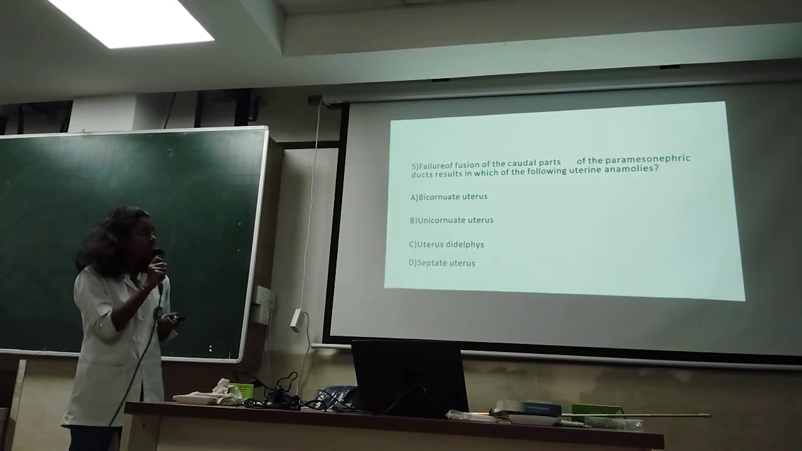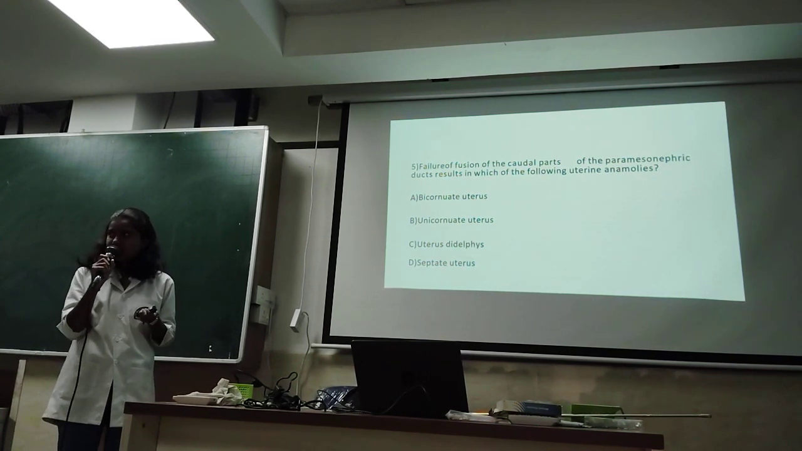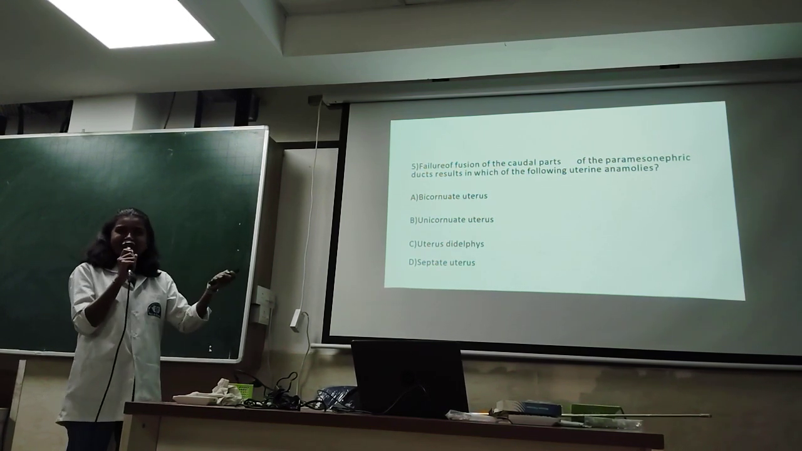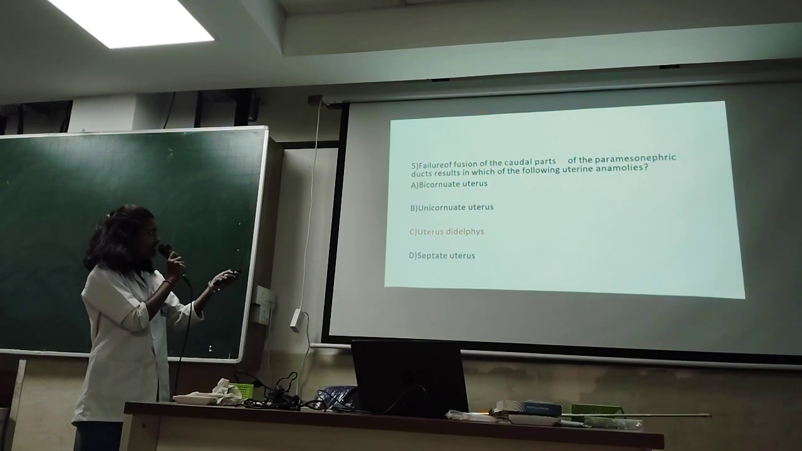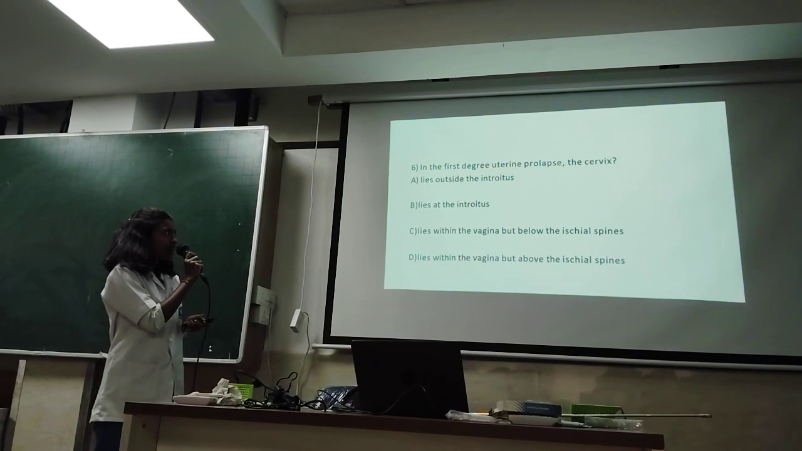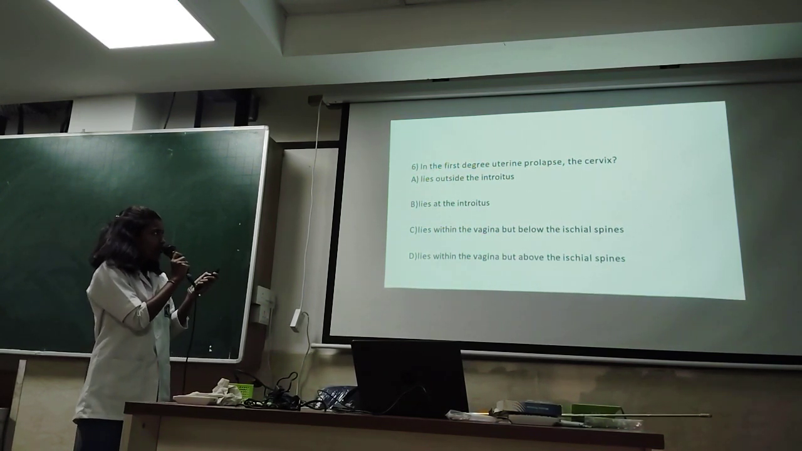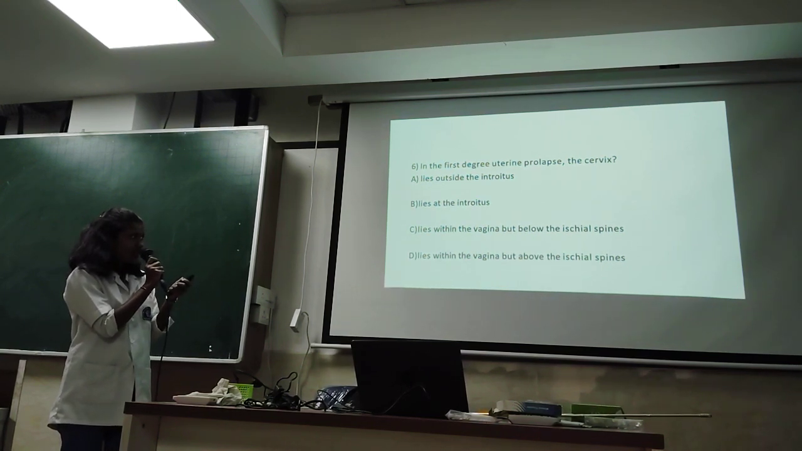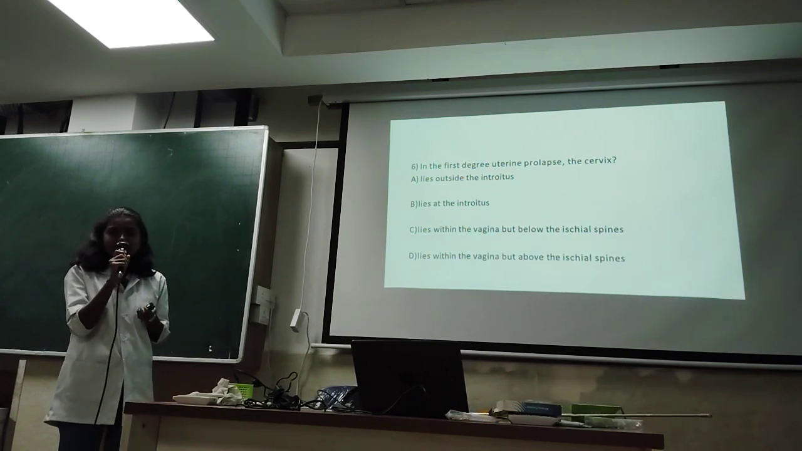Anomalies. Okay, sorry. Guys, which one is the answer? Okay. Yeah, you are absolutely right. Next, in the first degree uterine prolapse, the cervix: A, lies outside the introitus; B, lies at the introitus; C, lies within the vagina but below the ischial spine; and D, lies within the vagina but above the ischial spines.